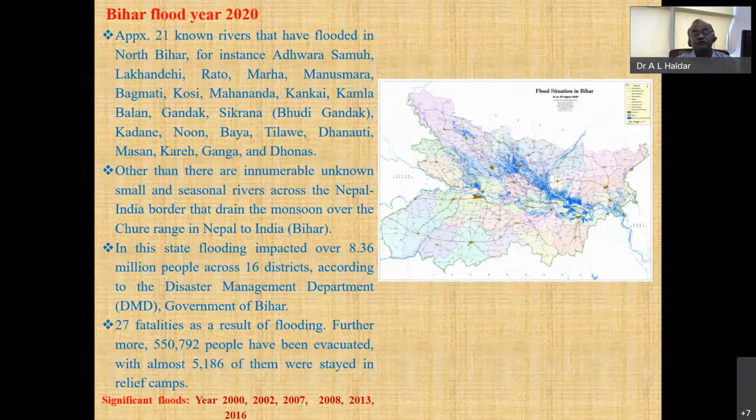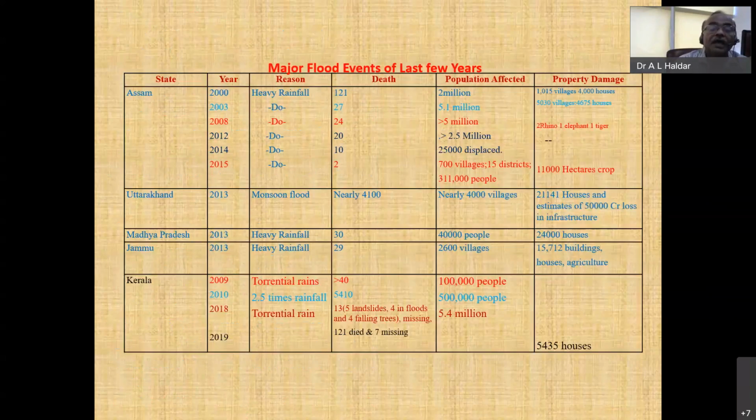Now, this Kosi River comes from the mountains, carrying a lot of sediment, and the activities are there. Statistics say that 27 districts were affected and more than 550,000 people were evacuated, with a lot of other casualties. In Bihar, besides 2008, other years also saw severe floods: 2013, 2000, 2002, and 2016.